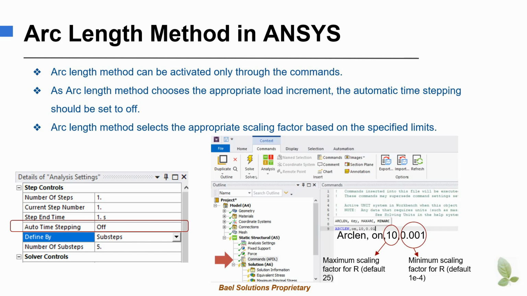Note that the highest possible arc length scaling factor in ANSYS is 25. The smallest possible arc length scaling factor in ANSYS is 0.0001.